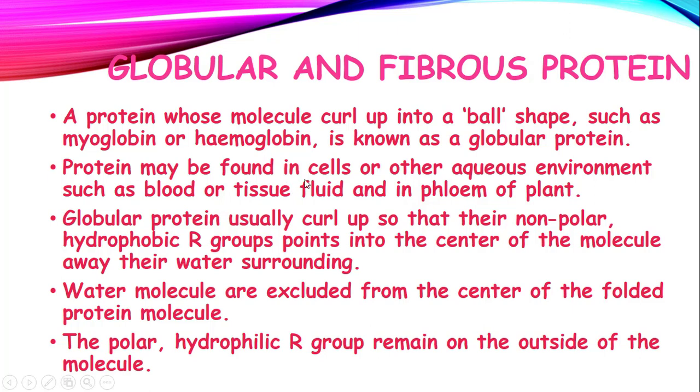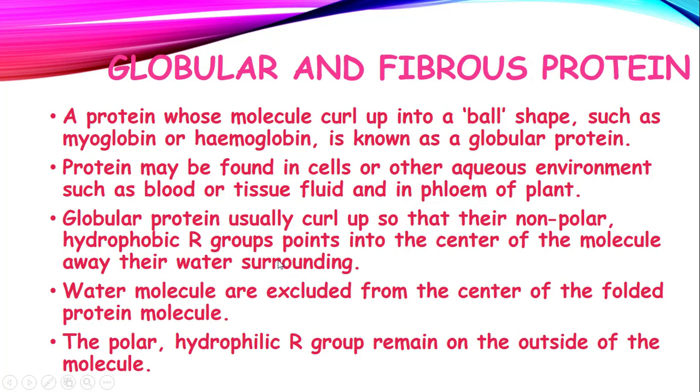Protein may be found in cells or other aqueous environments such as blood or tissue fluid, and in the phloem of plants. For example, in the case of blood, there are two types of protein, plasma protein and, for example, the hemoglobin. Okay, tissue fluid also contains proteins. Phloem in the plant also contains protein. Globular proteins usually curl up so that their non-polar hydrophobic R groups are joined into the center of the molecule, away from the water surrounding.